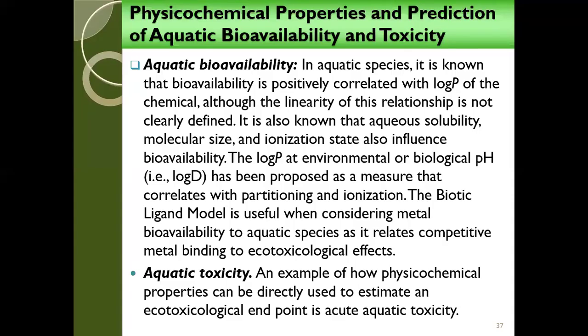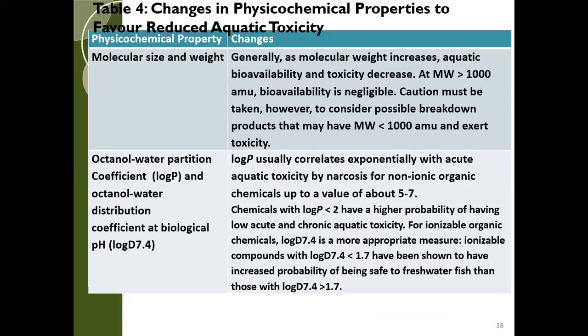Then we have aquatic toxicity. That is also something that is quite simple. An example of how physical quantum can be directly used to estimate ecotoxicological endpoint is acute aquatic toxicity. So we can use what is called acute aquatic toxicity to estimate ecotoxicological endpoint, or estimate how these chemicals can affect aquatic organisms.